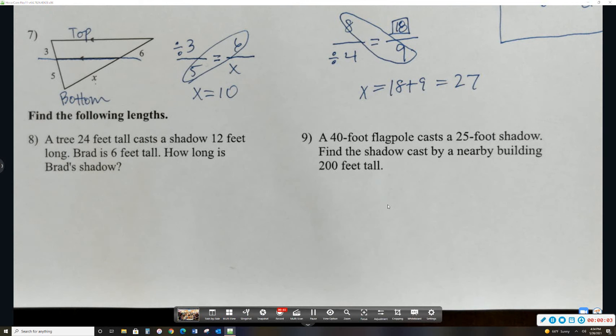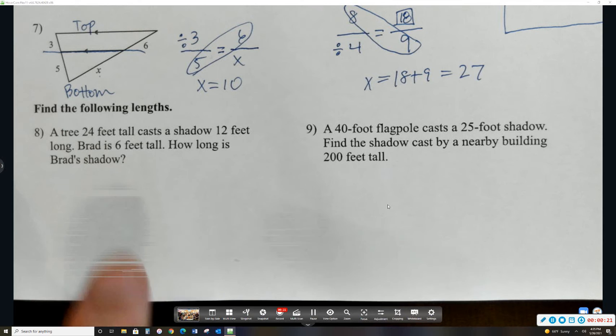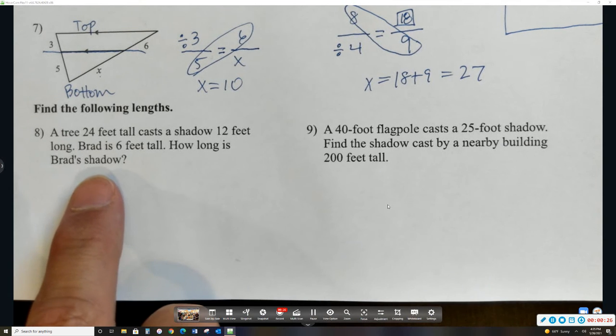And the next one is using similar triangles to find indirect measurements. So that's just like a measurement, or we're going to find a measurement of something without actually measuring it. For example, we're going to find Brad's shadow without actually using a measuring tape.